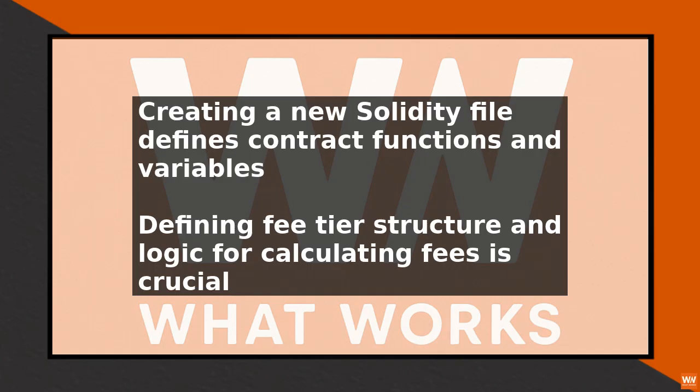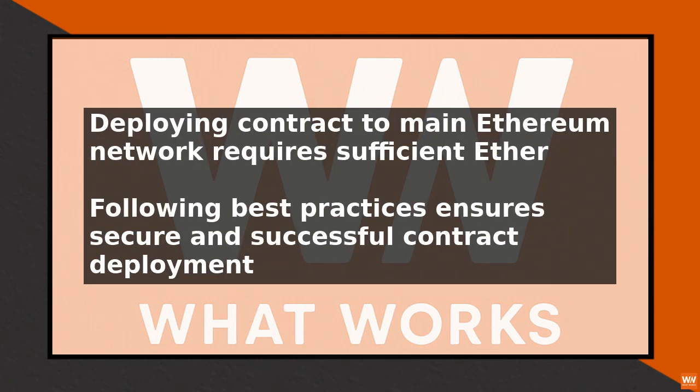Finally, once you have tested and verified your contract, you can deploy it to the main Ethereum network. This will require you to have a sufficient amount of Ether to pay for the deployment transaction. Throughout the deployment process, it is essential to follow best practices, such as testing your contract thoroughly and using a secure development environment. Additionally, you should ensure that your contract is well documented and easy to understand, as this will make it easier for others to use and interact with your contract.